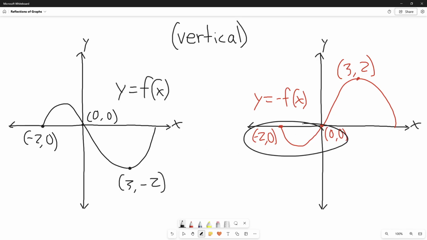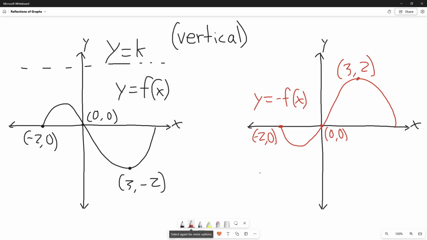on the reflected side. And here, asymptotes are reflected as well, but instead of vertical asymptotes being the ones that change, it's horizontal asymptotes. So let's say you have a horizontal asymptote at y equals k. Then when you reflect it, it turns into a horizontal asymptote at y equals negative k.